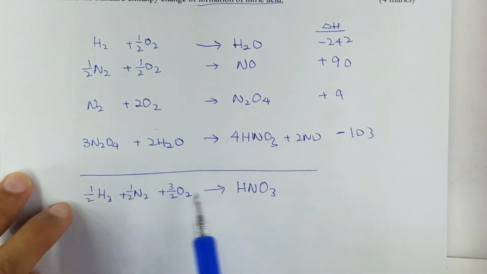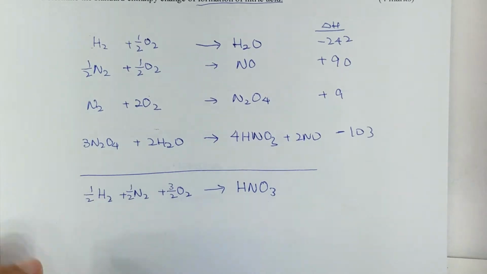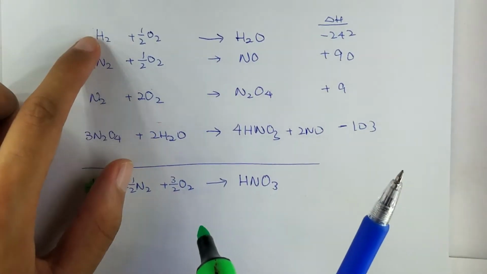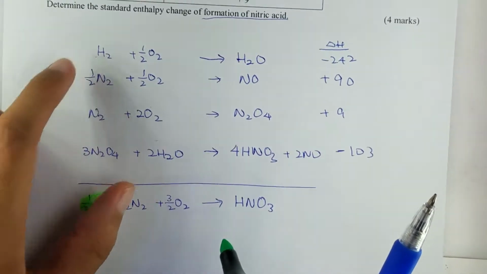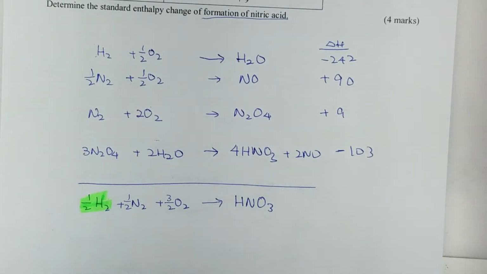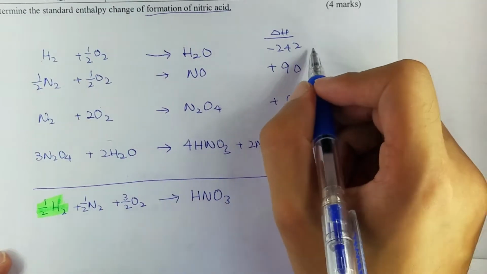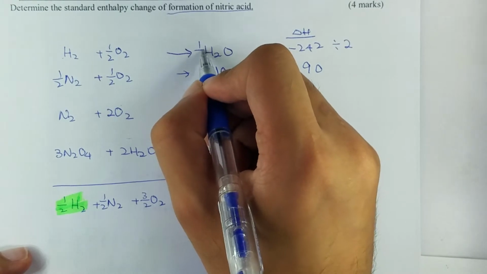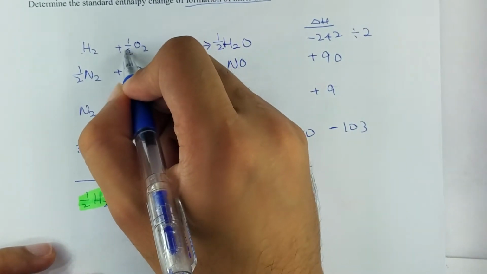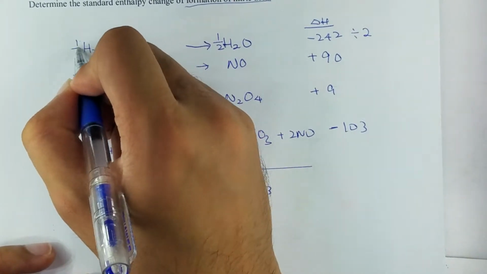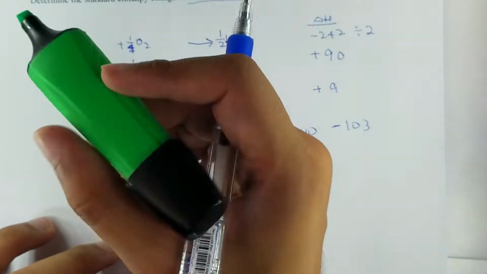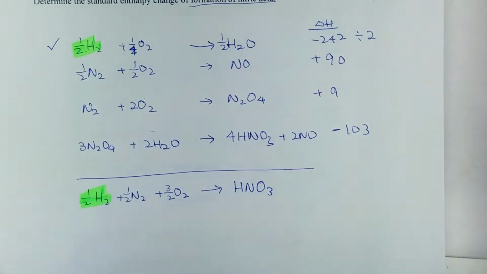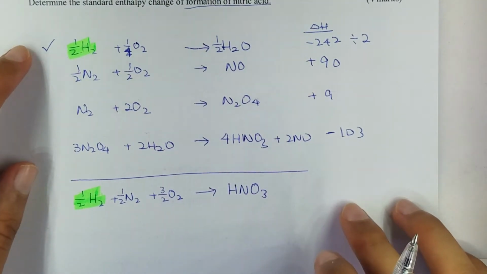If you go from left to right, you will notice that I can deal with hydrogen first. So hydrogen is a half over here, but the equation given to us is 1 mole. So what do we do? Instead of multiplying, here we have to divide it by 2. So the whole equation is divided by 2. So 1/2 divided by 2 is 1/4, and this will become 1/2. So I'm done with this equation. I will not be touching this equation anymore. I put a tick next to it.